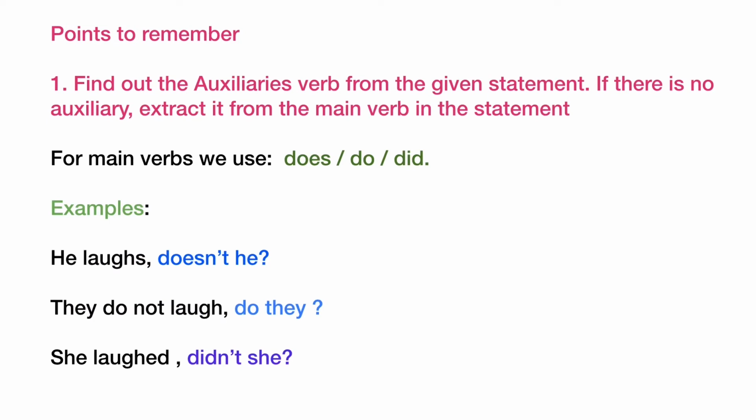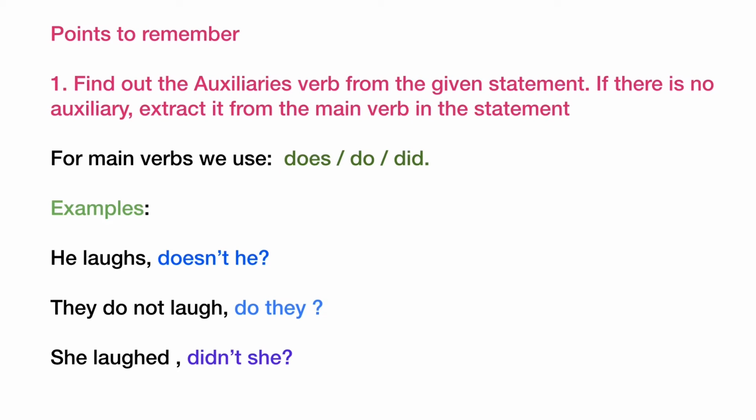To add question tag, find out auxiliary verb or helping verb from the given statement. If there is no auxiliary, extract it from the main verb in the statement. Let's see how. For main verbs, if the tense is present simple, with singular subject we use does. With plural subjects we use do. And if the tense is past simple, we use did as helping verb to form question tags.